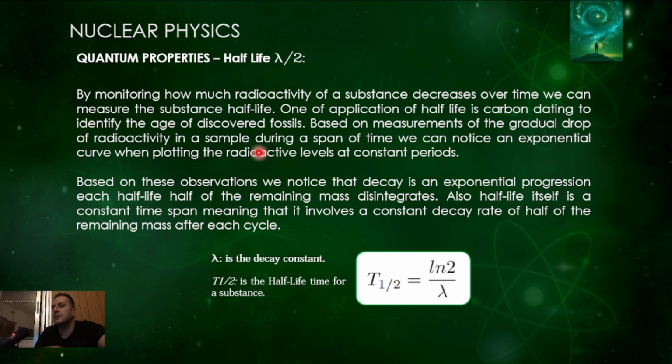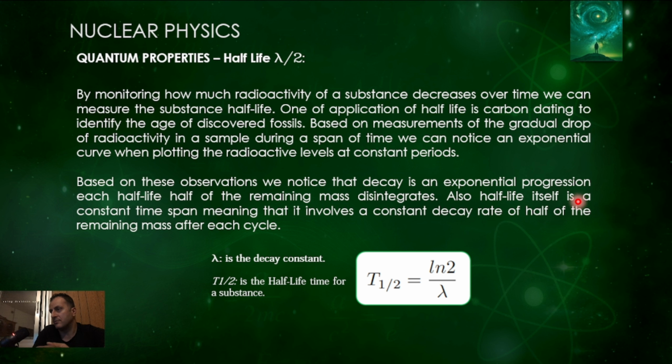We can notice an exponential curve when plotting the radioactive levels at constant periods. Why? Because each time, half of the remaining mass decays. Then, after the same time span, half of what remains would also decay, and so on and so forth. So based on these observations, we notice that decay is an exponential progression. Each half-life duration, half of the remaining mass disintegrates, or decays rather.